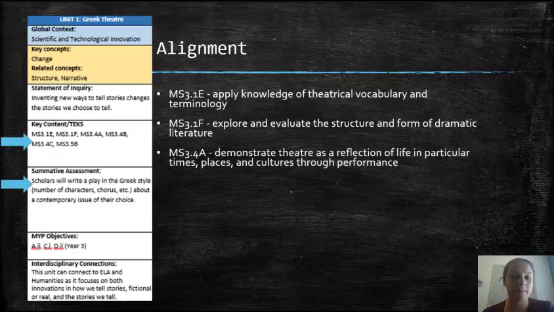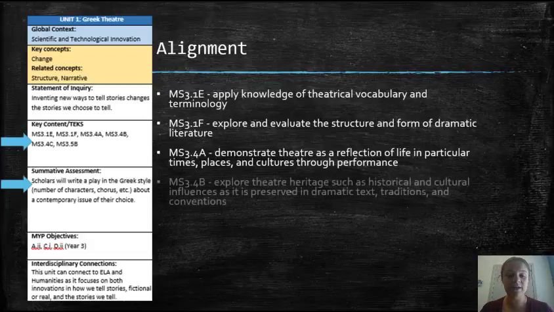And the next one is one of those that's really specific to being theater history. It says that they're able to demonstrate theater as a reflection of life in a particular time, place, and culture. So we're not quite going to do it through performance, so I'm fudging this one a little bit, but they are going to look at the way that Greek theater affected Greek life, and see if that still applies when they transition it through to today.